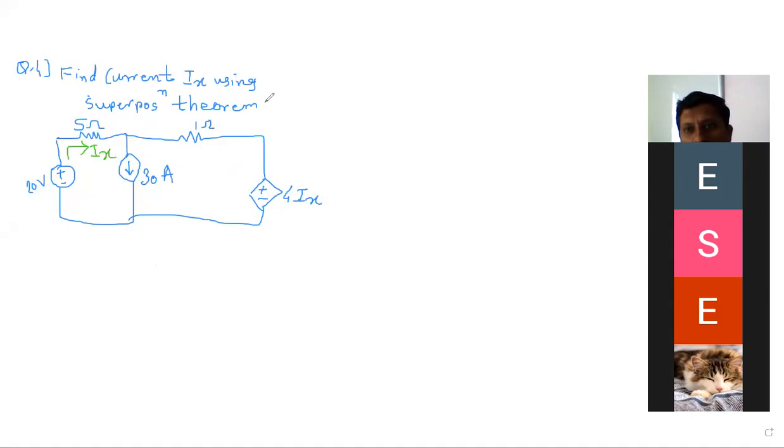So how to solve this example now? How to start? First, we have to observe the circuit, and second thing, you have to read the question. So the question is, Ix we have to find out by using superposition theorem. So where is the Ix? That is already given. Okay. So after observation, whether the problem belongs to type 1 or type 2? Type 2, because a dependent source is there.